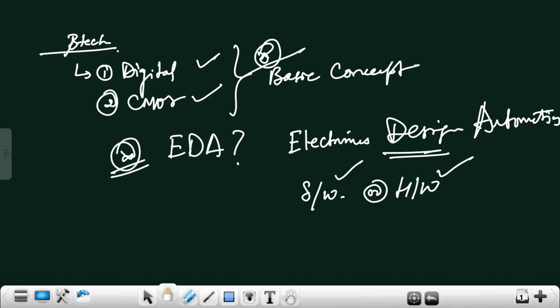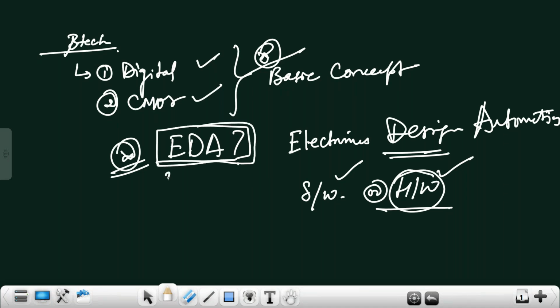Yes, it is a hardware design, right? It is not a software design because, so I'll discuss more on that when we start the VLSI. So the EDA tools are very important here. I will tell you why EDA tools are very important here.